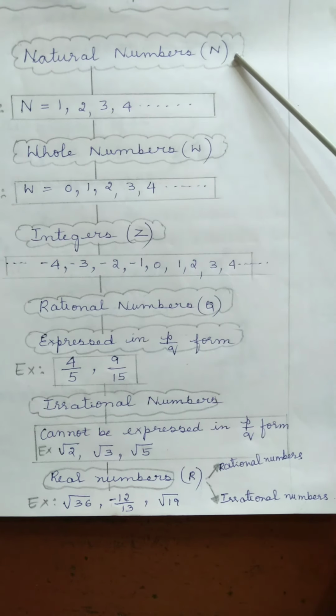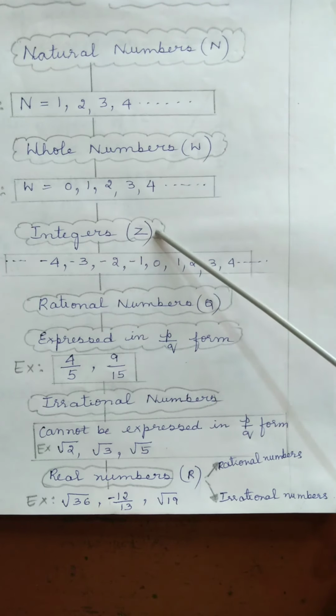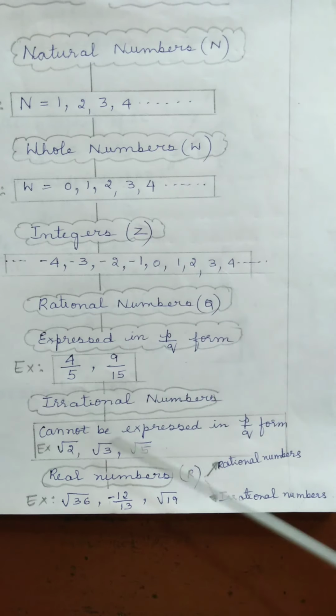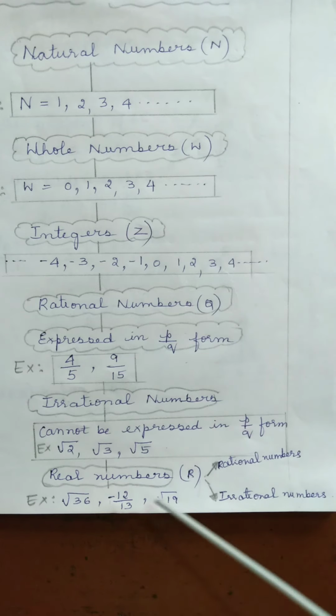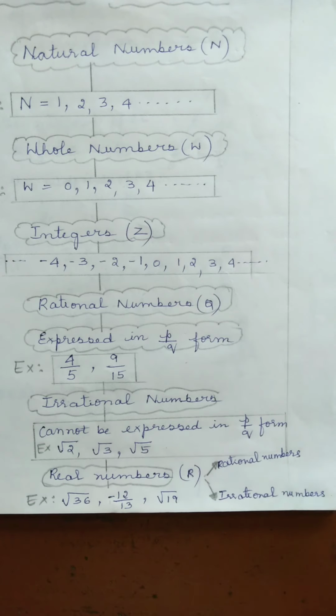Natural numbers are denoted by the symbol N, whole numbers W, integers Z, rational numbers Q expressed in p by q form, irrational numbers which cannot be expressed in p by q form, and real numbers, which are represented using the symbol R, a collection of rational numbers and irrational numbers.